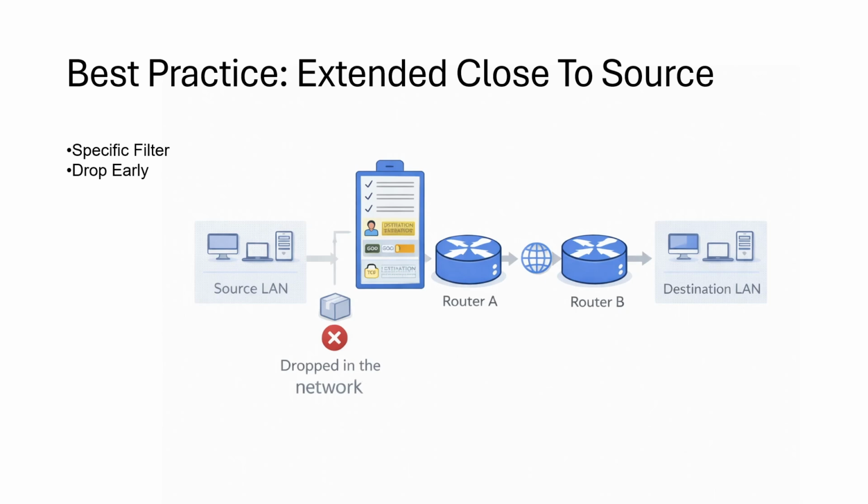Rule 1. Place extended ACLs close to the source. Because extended ACLs can be very specific, you can stop unwanted traffic early. If you know which source is generating the traffic and which destination or ports you want to block, blocking near the source prevents that traffic from crossing the network at all. So, extended ACLs close to the source.